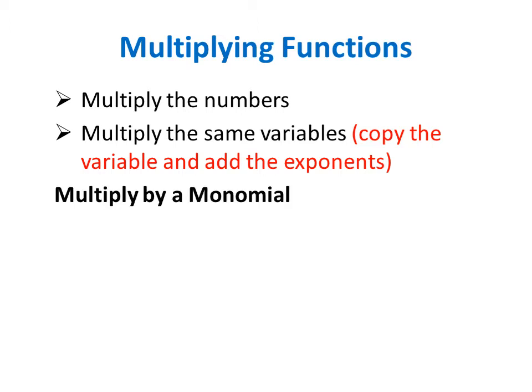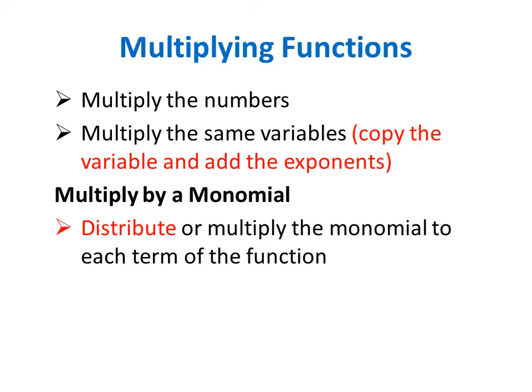Let's consider some cases of multiplying functions. First case is when we have to multiply by a monomial. In this case, we have to distribute or multiply the monomial to each term of the function. For example, let's say we have to multiply 2x squared minus 5x plus 1 by the monomial 3x. So we have to distribute or multiply 3x to each term of the function.